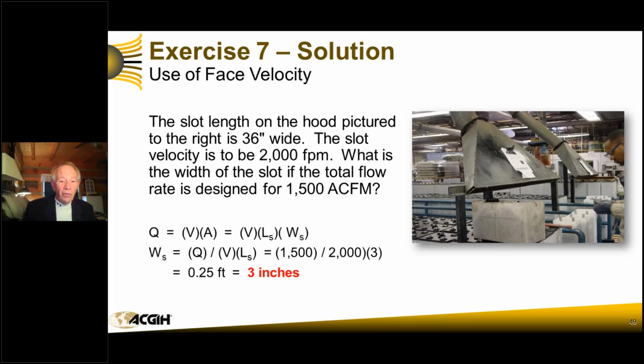And of course, the velocity we want is 2,000 feet per minute, but we're going to take the length of our slot times the width of our slot to come up with the area of our slot. So we do our equation of Q = V times that area, and we come up with the width. The width ends up being 0.25 feet, which is 3 inches. So we've just effectively designed that hood.